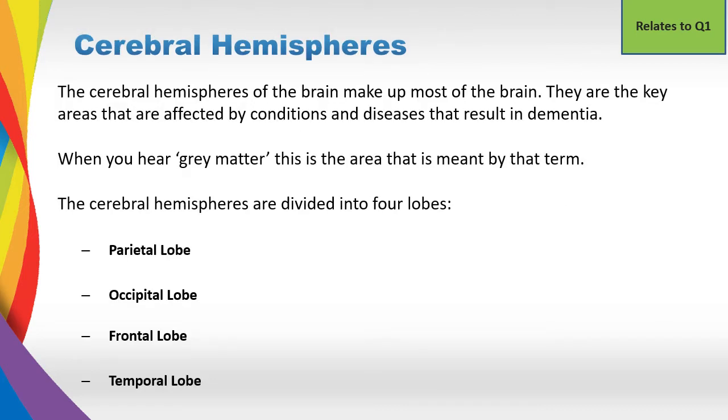So let's have a look at those areas of the cerebral hemispheres. These are the parietal lobe, the occipital lobe, the frontal lobe and the temporal lobe. The cerebral hemispheres of the brain make up the most of the brain, and they are the key areas that are affected by conditions and diseases that result in dementia. You may sometimes hear the term grey matter, and when people say the grey matter in your brain, what they're talking about is the cerebral hemispheres that you can see there on the list.